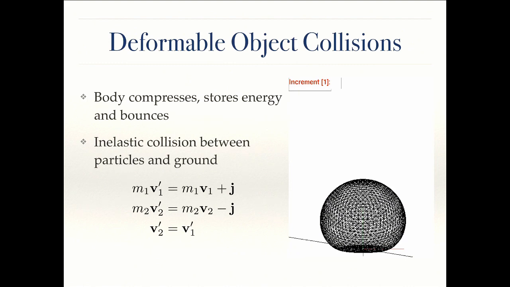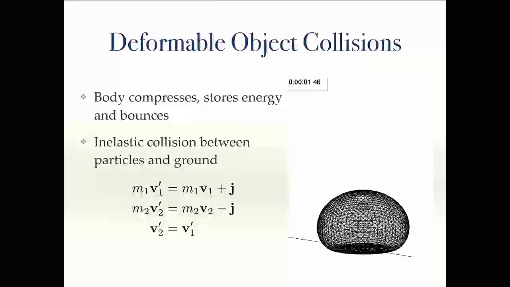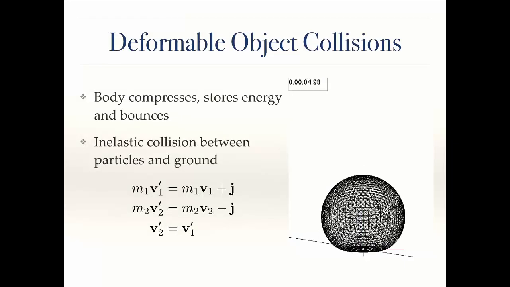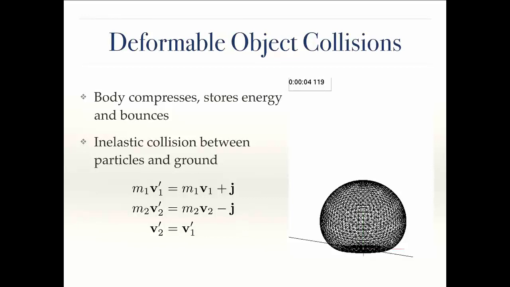If I have this deformable object, we can apply collisions. Use a bouncy ball, and when the ball hits the ground, the particles that are on the bottom of the ball are undergoing an inelastic collision with the ground. And we are solving these equations just like I showed you earlier, where we find an impulse j that applies to the particle on the ball and the particle on the ground. And the ground isn't moving, so we don't really care about that. Once we find the impulse j, we apply it to the particle on the ball.